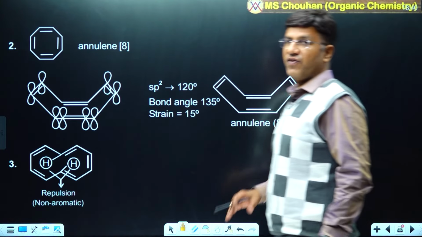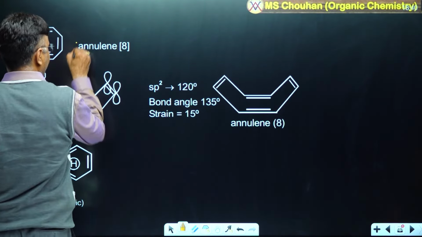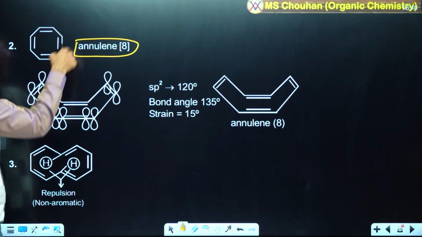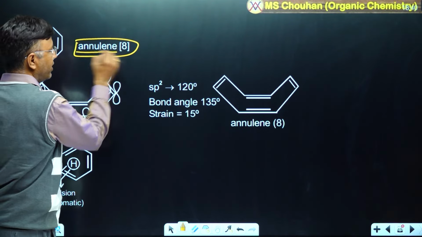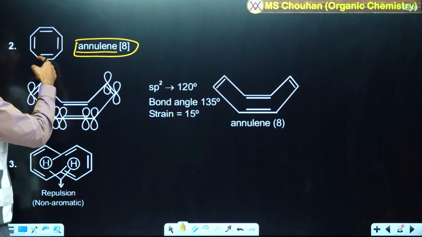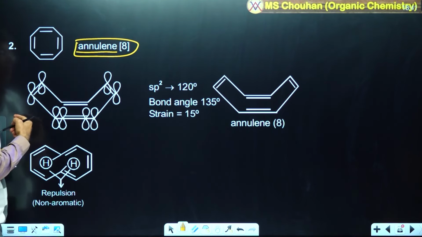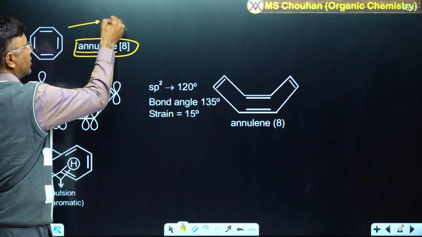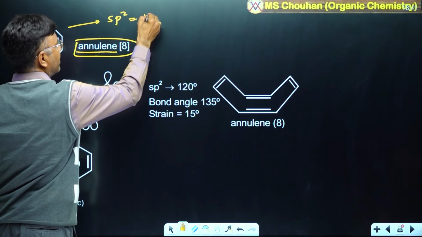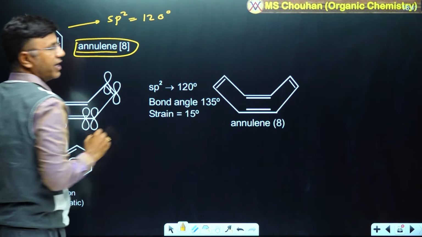Now this is a very famous example, annulene 8. Why is it known as annulene 8? Because of the 8-member ring, with alternate double and single bonds: double bond, single bond, double bond, single bond. Got it? Now the hybridization of carbon is sp2, which means there should be a 120-degree angle.